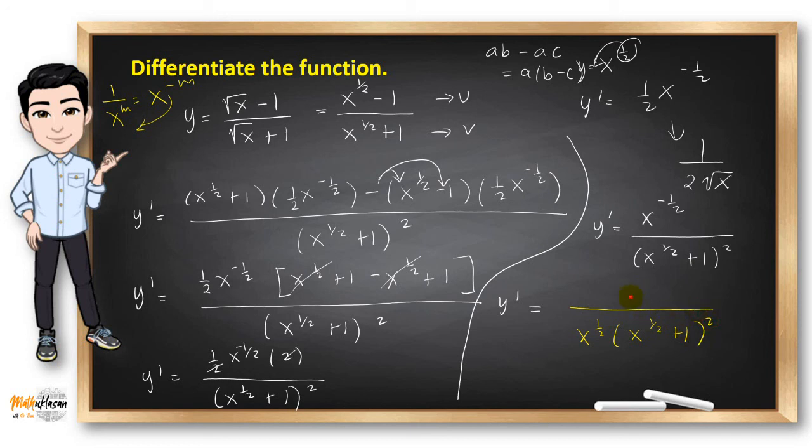At ano yung natira sa taas? Siyempre, 1 yan. Kasi may 1 naman dito, di ba? Okay. At syempre, kung gusto nyo pa i-simplify yan, pwede pa. Kasi x raised to 1/2 ay parehas lang sa square root of x. At yung x raised to 1/2 dito, parehas lang din sa square root of x. So that we have now the simplified answer.